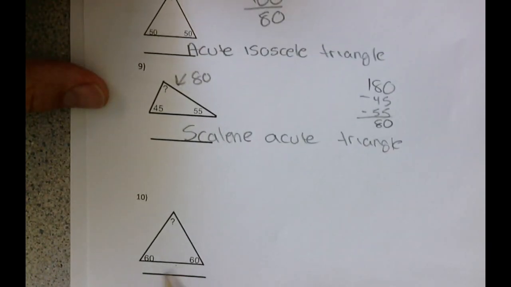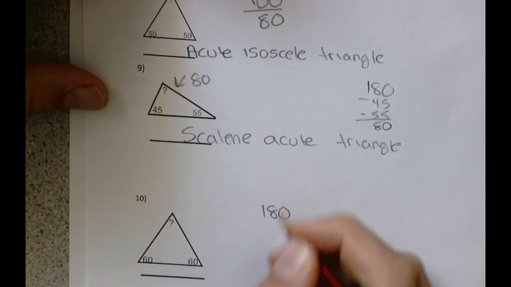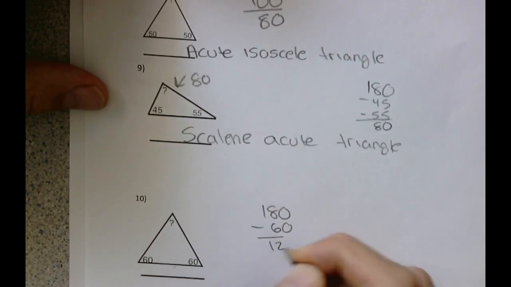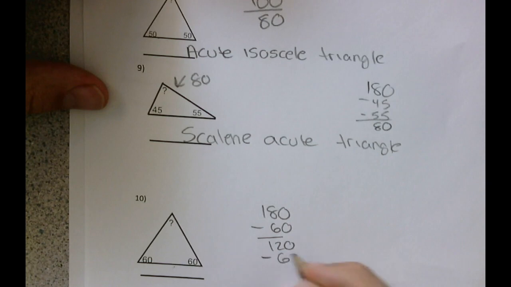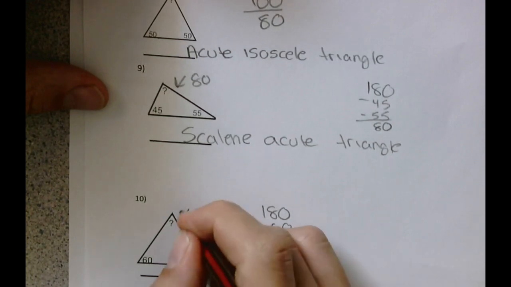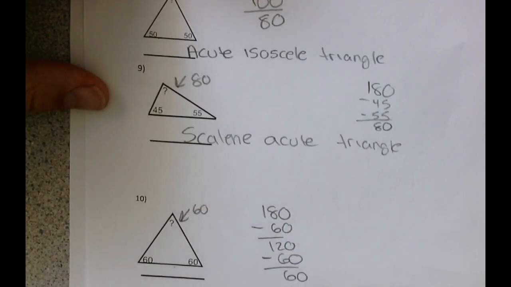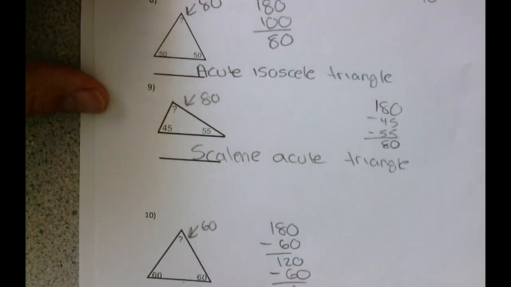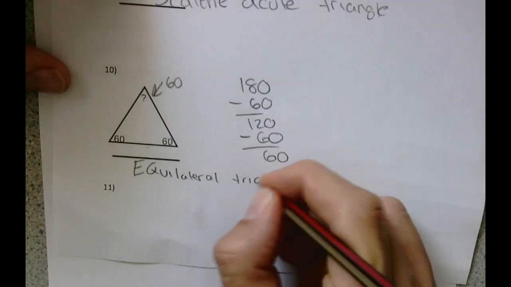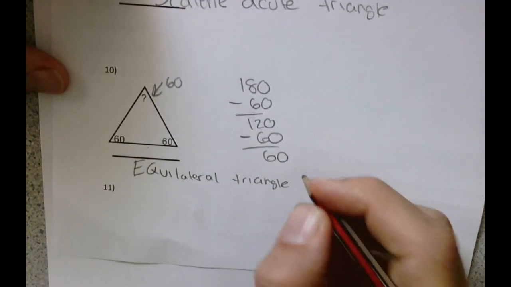Alright, so now I have a missing angle here. I have 180 minus 60, which is 120. Minus 60 again is 60, so it's 60. So I'm going to have an equilateral triangle here because all are the same. An equilateral triangle here. And it's also going to be acute.